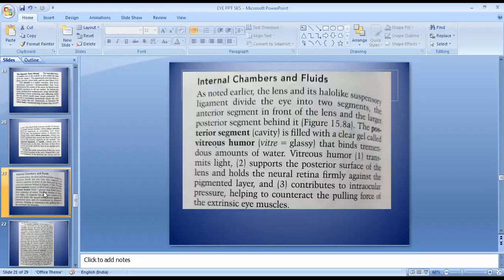Now we'll talk about the chambers present in the eyes and the fluids or cellular substance they are filled up with, and we also talk about a very important disease of the eye, glaucoma, how it occurs. So now, internal chambers and fluids.